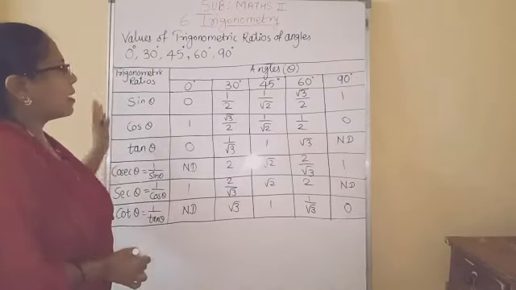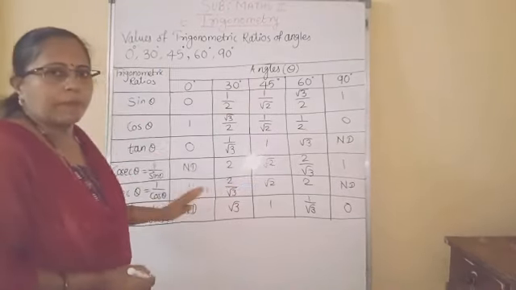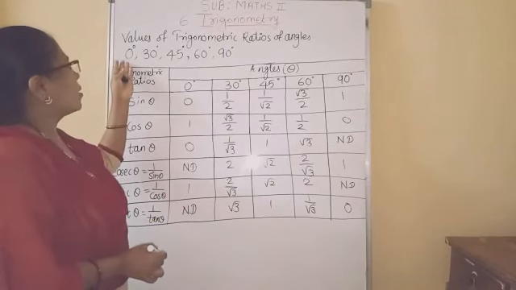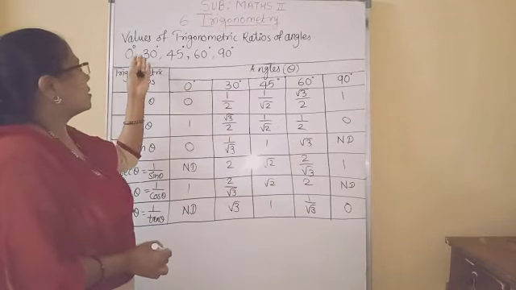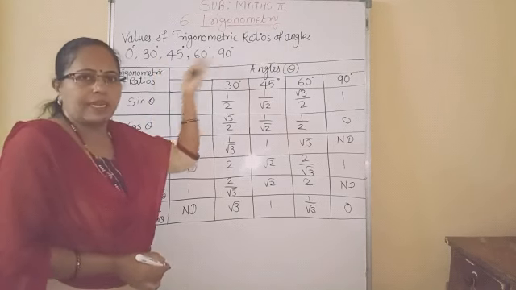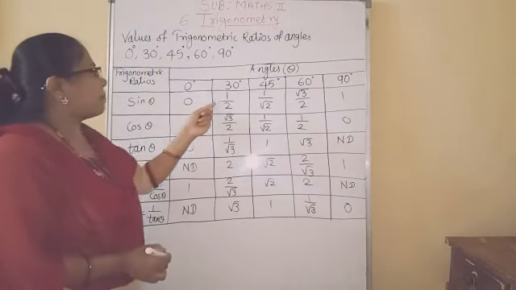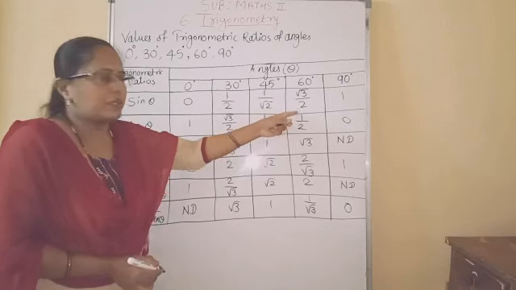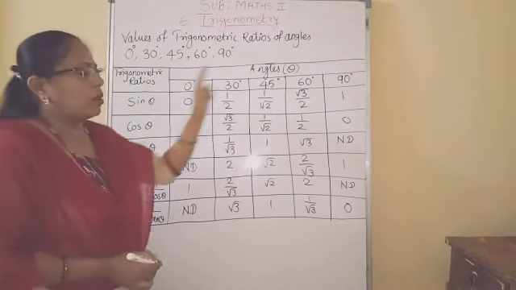Understood? So this way, using a simple technique, we can prepare the values for trigonometric ratios for 0 degree, 30 degree, 45 degree, 60 degree, 90 degree. You just have to remember the first line, and from this first line we can prepare the whole table.